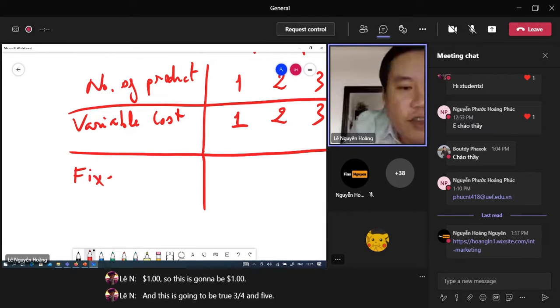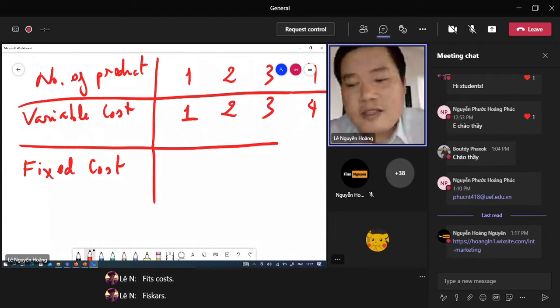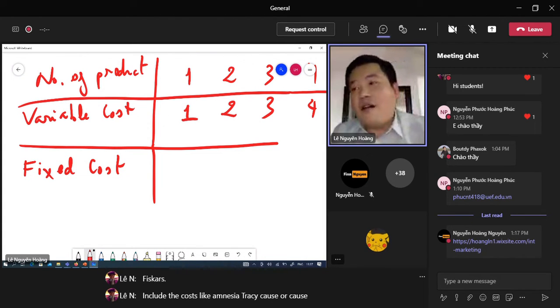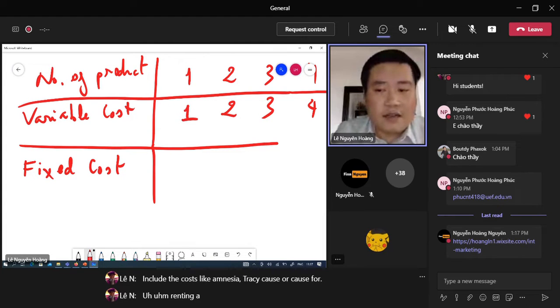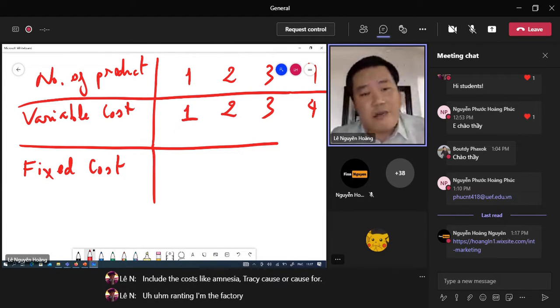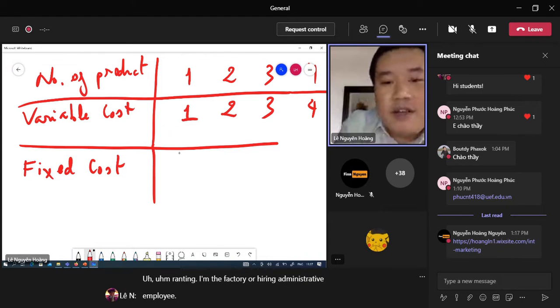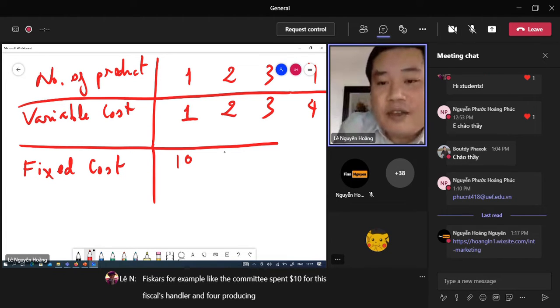Fixed costs include costs like administrative costs, costs for renting the factory, or hiring administrative employees. For example, the company spent $10 for its fixed costs, and for producing 2 units is also $10. 3 may also be 10.